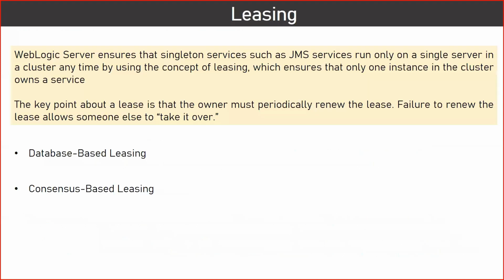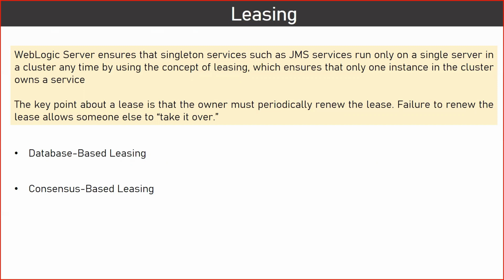Now, one important concept with respect to migration is leasing. WebLogic Server ensures that singleton services such as JMS services run only on a single server in a cluster at any time by using the concept of leasing, which ensures that only one instance in the cluster owns a service. As I said, it is a singleton service, which means it has to run on only one managed server. Leasing is the feature that tracks and completely owns the lease of your singleton applications, ensuring it is running on one and only one managed server at a time.